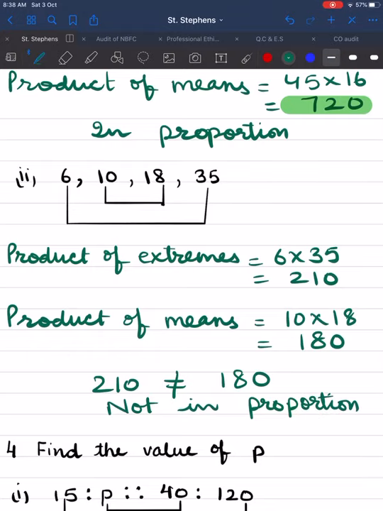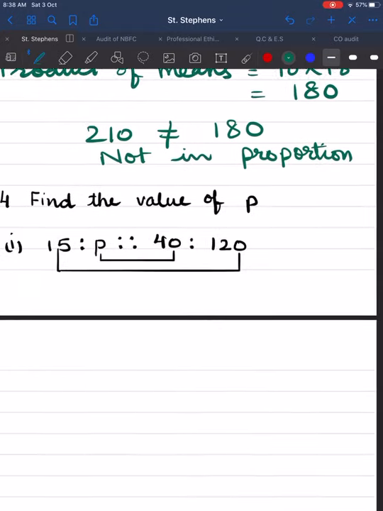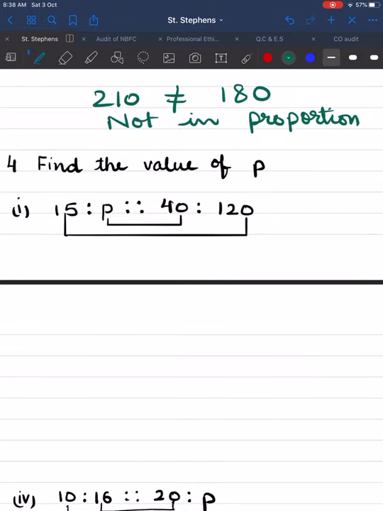Now let's do question 4. Now here we have to find the value of p. Now p here is the second term or one of the means. And children, we are already given that the numbers are in proportion. So it means product of extremes is equal to product of means. Or we can also say product of means is equal to product of extremes.